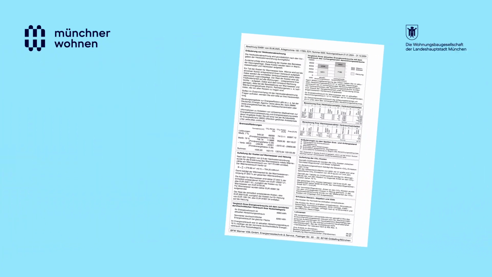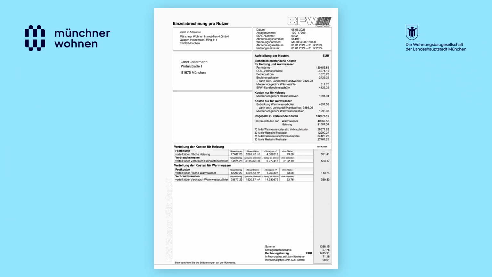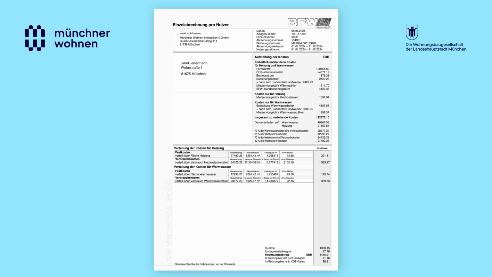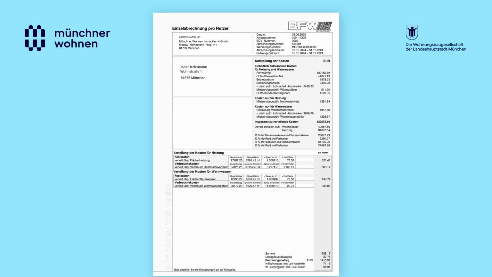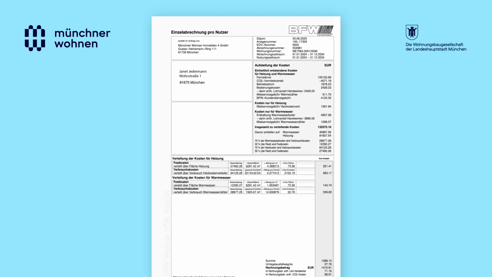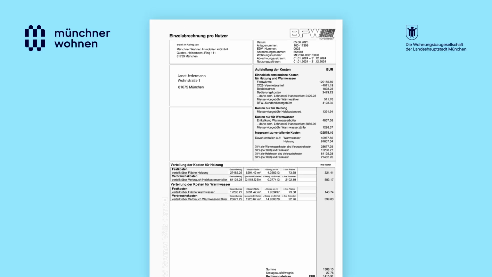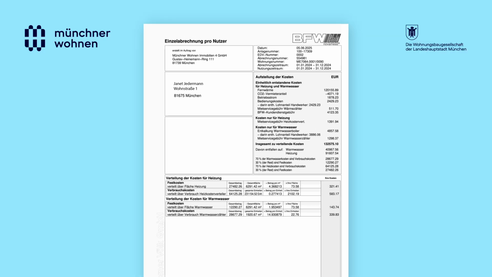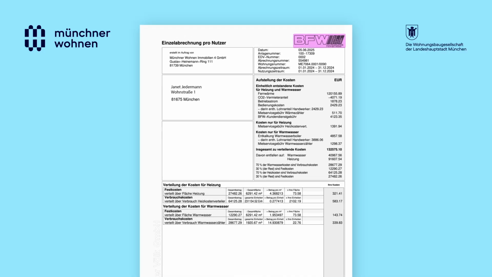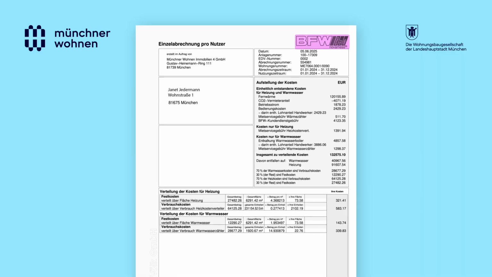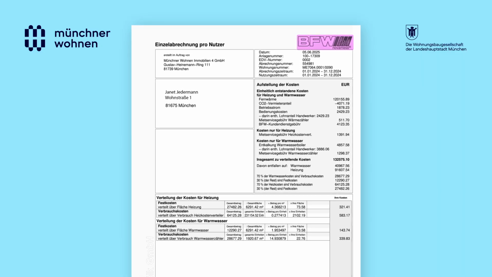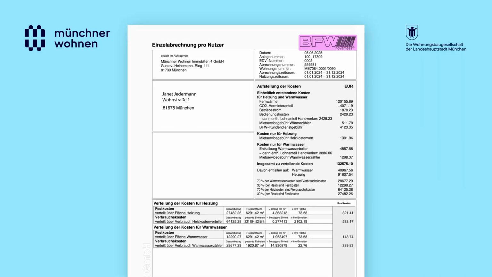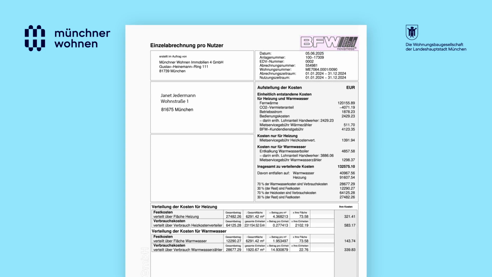The billing for heating and hot water and the corresponding overview of your costs can be found in your letter directly after the explanations of your operating cost statement, with a separate cover letter from the responsible metering service. Please note that the statement shown here is only an example. Your statement from BFW may be structured differently. However, the content explanations are the same.